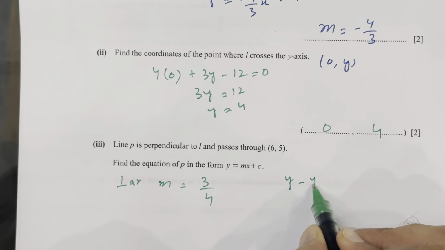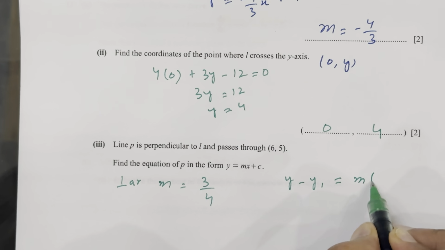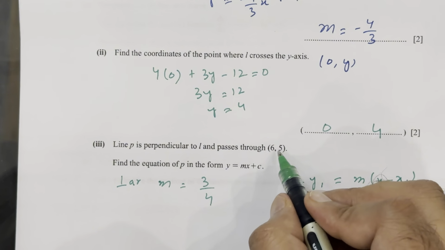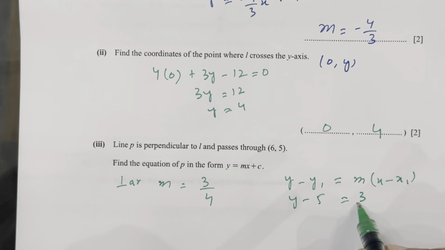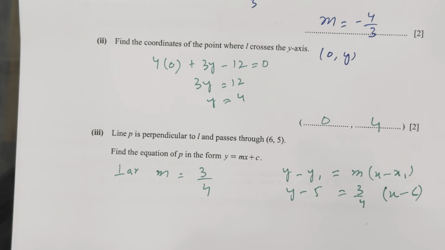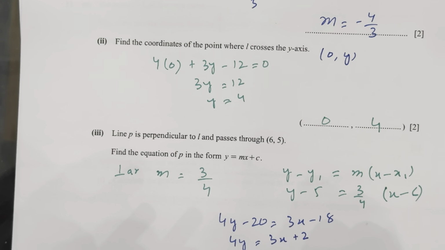So we need to put this value in y minus y1 is equal to m into x minus x1. Over here y1 would be 5. We put this value, and 3 by 4 and x minus 6. Now multiply by 4, it would be 4y minus 20, and it would be 3x minus 18. So you get 4y is equal to 3x plus 2. After dividing by 4, it would be 3x by 4 and 1 by 2.